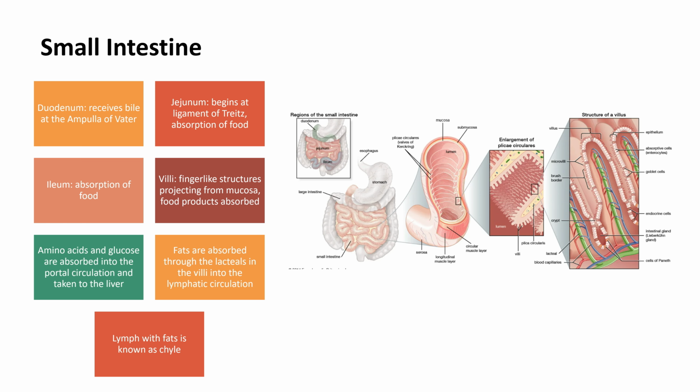And they contain villi. These are going to be finger-like structures. They're sort of like hair too, but not quite as thin. They're projecting from the mucosa of the intestinal tract through which food products are absorbed. Amino acid and glucose are absorbed into the portal circulation and taken to the liver. Your fats are absorbed through the lacteals in the villi into the lymphatic circulation, and your lymph with fats is known as your chyle. Okay? CHYLE.